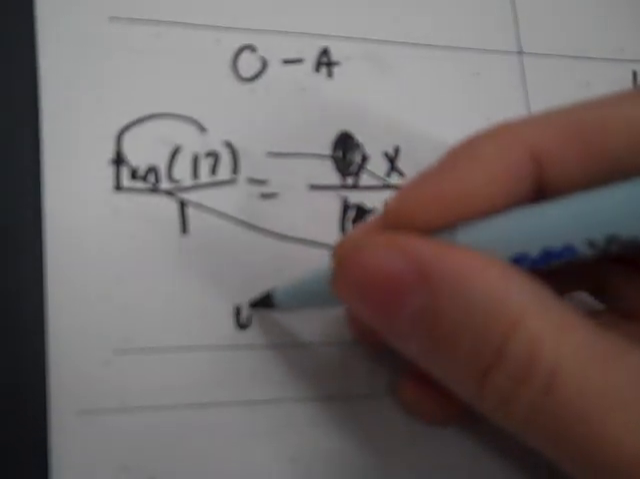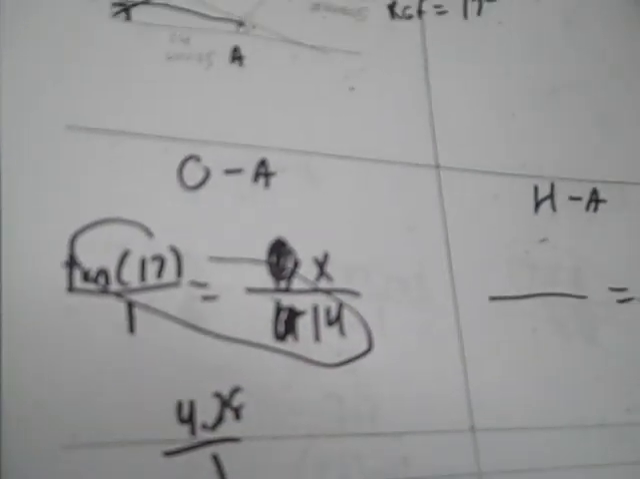Okay, O and A, that would be tangent of the reference angle 17 over 1. And the O goes over the A. So O I don't have anything for, so it's X. And A, I've got 14. So here's my X, so I take tan 17 times 14. 4.28 divided by 1 is 4.28, because we know we have a 14 and a 4.28 now.